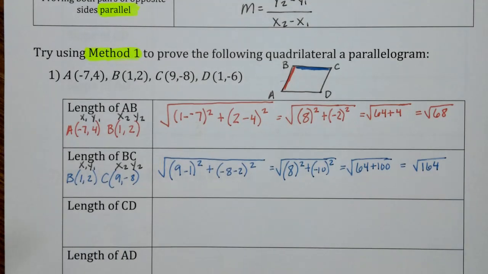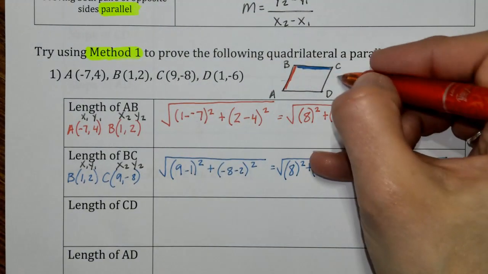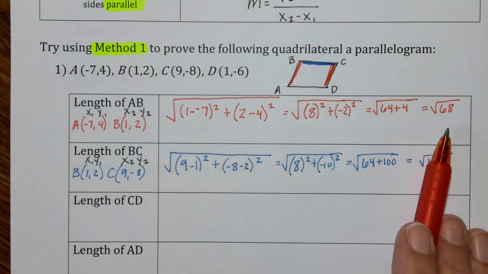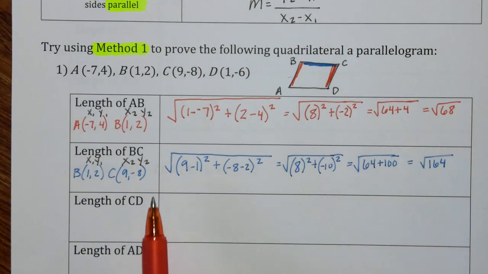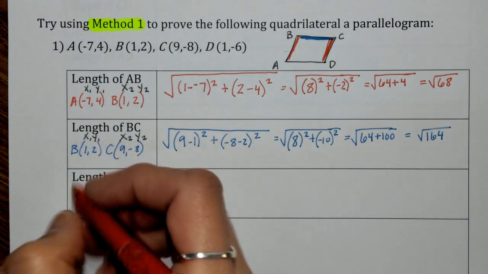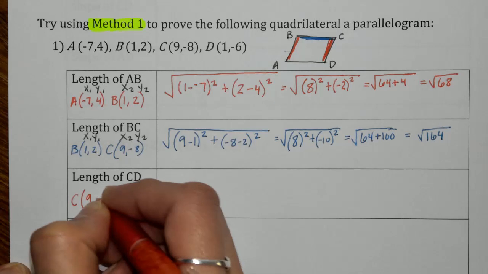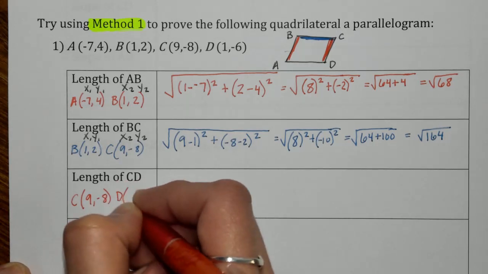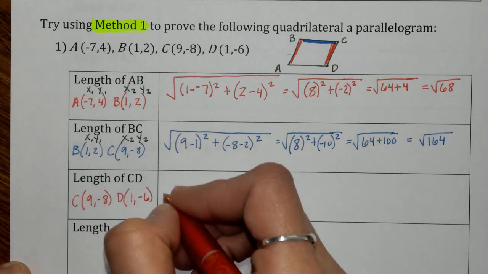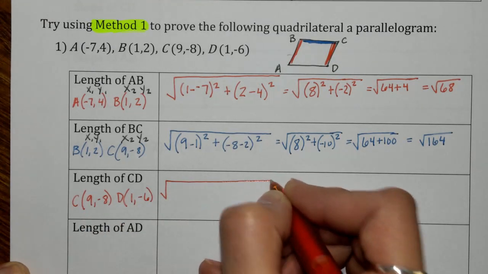Now we're going to take a look at side CD. So this one's going to be opposite. That's why I have the colors. So CD should come out to the square root of 68 in order for us to start saying, yeah, it might be a parallelogram. So here we have C at 9, negative 8, and D here at 1, negative 6. All right, so let's go ahead and start plugging in.